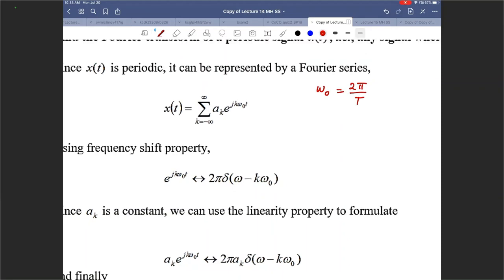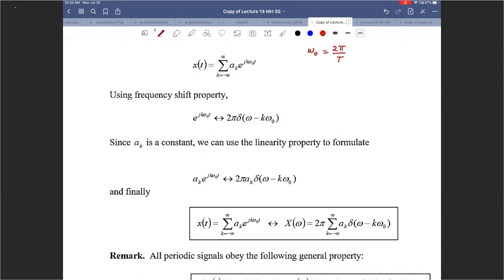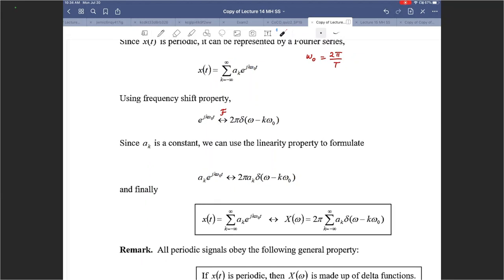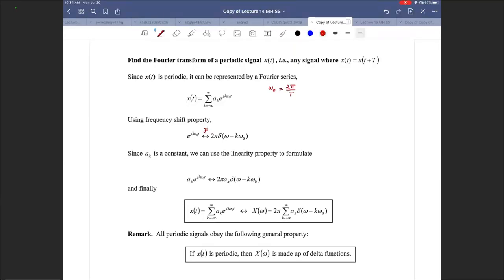Now, let's try to use the frequency shift property that we learned in the previous lecture on this. Over here, the claim is that in time domain, if the signal is e to the jk omega naught t, then in the frequency domain, its Fourier transform is 2 pi and an impulse at k omega naught. Well, where are we getting this from? We are getting this from applying the frequency shift property. So let me just capture that over here.